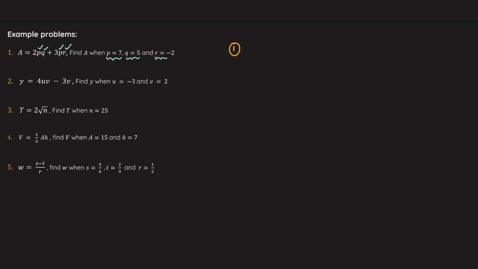Now because we know the other values, we can find the value of A by substituting those values into the variables. So let's do the first question. A equals 2pq plus 3pr. In our previous videos, we've learned that 2pq is 2 times p times q. So when you're writing an algebraic term like 2pq, the operation that's really in between these numbers and letters is multiplication. So this is actually 2 times p times q.